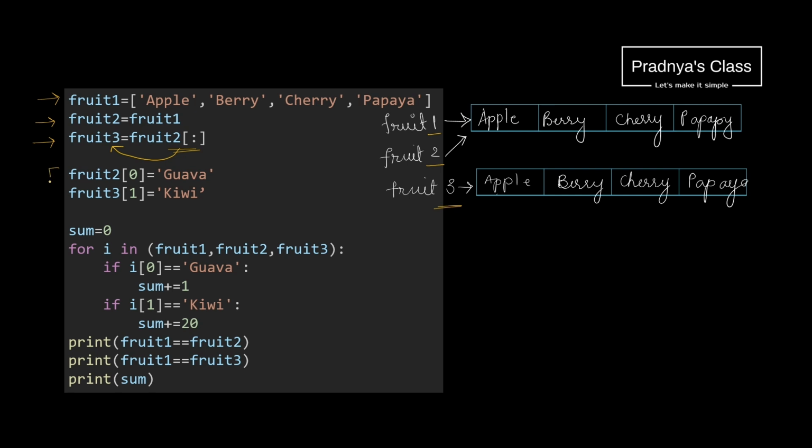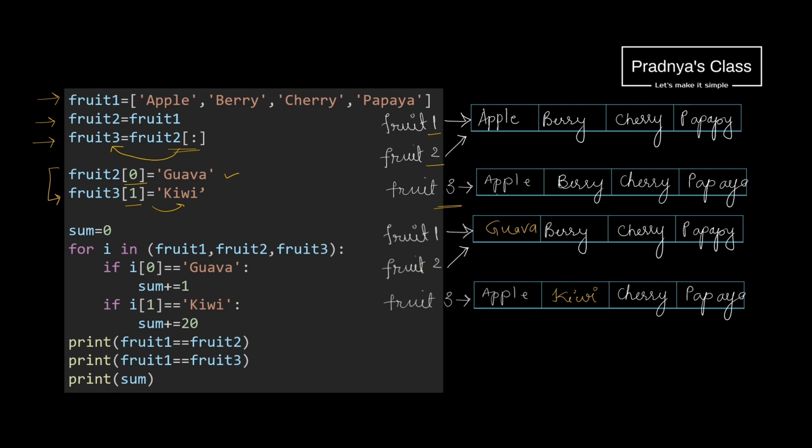Now look at these two statements. We are changing the first element of fruit2 to guava and the first element of fruit3 to kiwi. So after the changes, the list will look like this. We changed the element of fruit2, but it will reflect in fruit1. But that is not the case with fruit3. If we change something in fruit3, it doesn't mean it will reflect in the other lists.